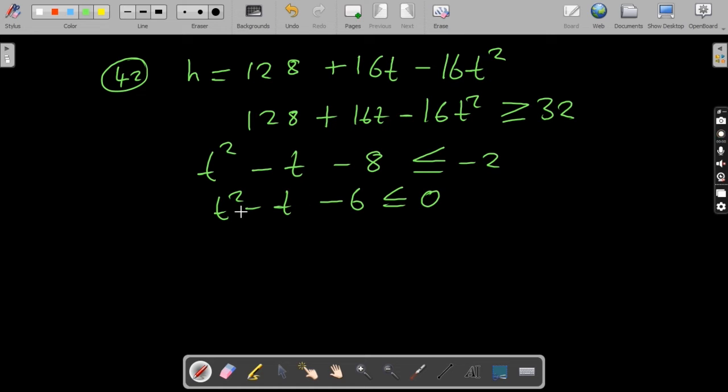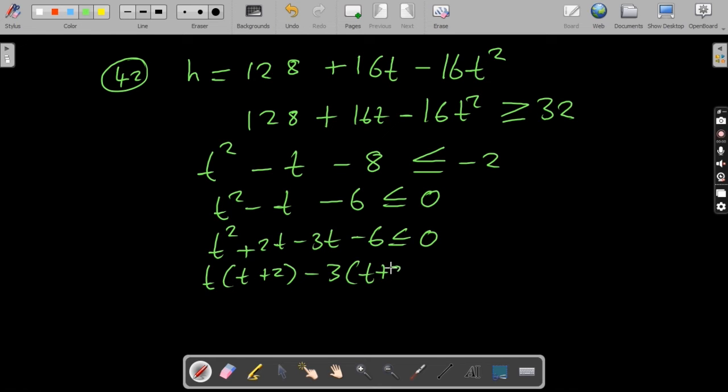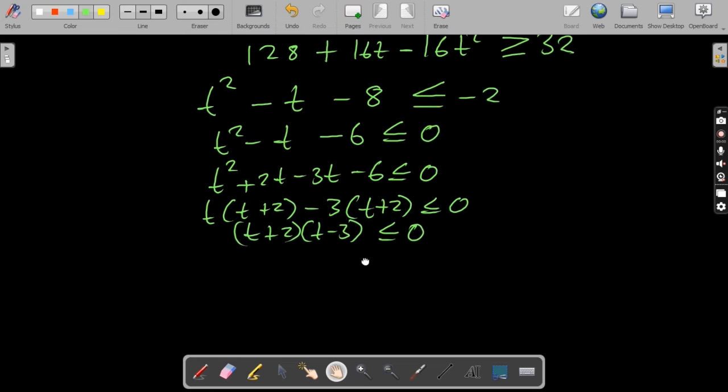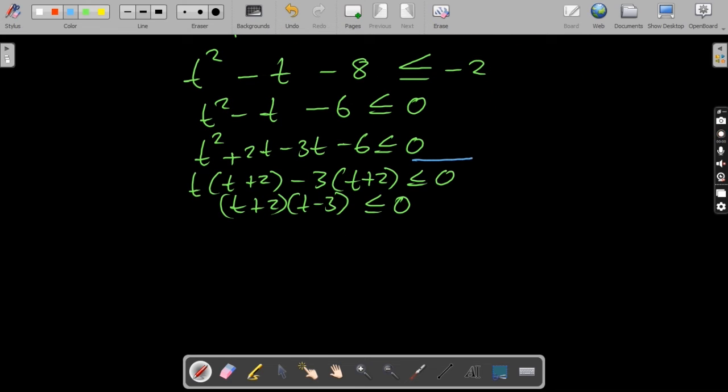So factors of -6, which give you -1. I'm going to write that -1 in terms of those factors, and those factors are 2 and -3. So now I converted that -1 to 2 and -3 just for factorization purposes. And if I now factorize t on this side, I have t plus 2. Factorize -3 on this side, I also have t plus 2. Now I have a common bracket, t plus 2, and this here, so t minus 3. We can now find the critical values, then find the regions which satisfy this condition.